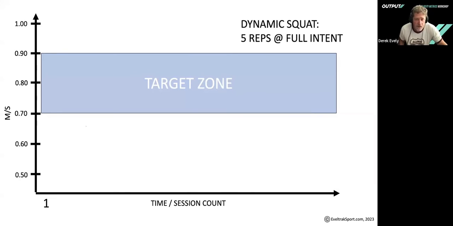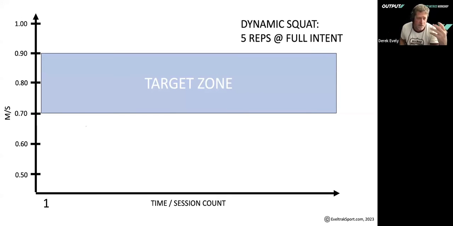So the first thing I'll do is have a target zone. Let's say it's typically within 0.70 to 0.90. Like we saw in the other graphic, I'm going to expect them, throughout the cycle, to go right through the target zone with their measurables, with the results.